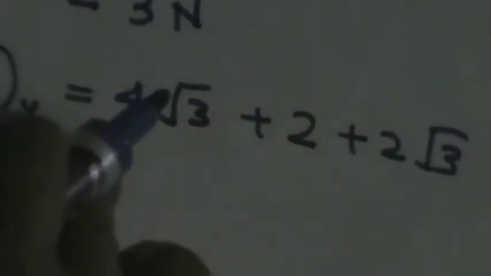So the total force in the y direction will be 4 root 3 plus 2 root 3, 6 root 3 plus 2 newtons. Right? So we have to find the resultant force. So we know that the positive x direction I have taken this direction, so Fr x positive is in this direction, Fr y positive is in this direction.